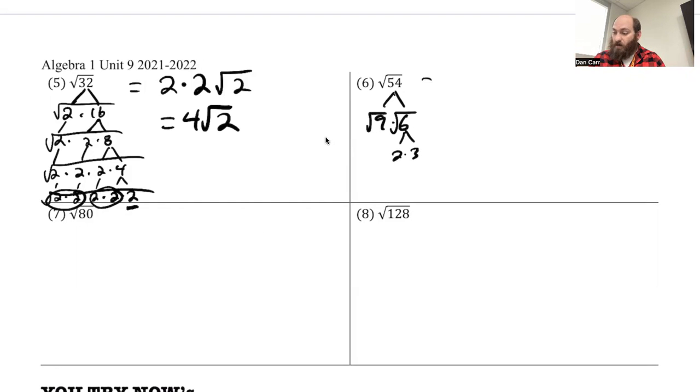So 9, if I take the square root of that, is going to turn into a 3. Okay, so the square root of 9 turns into a 3. The radical 6 stays in my answer. So my simplified version is 3 radical 6. Again, that's the strategy if I want to try to find, do I have perfect squares in that problem?